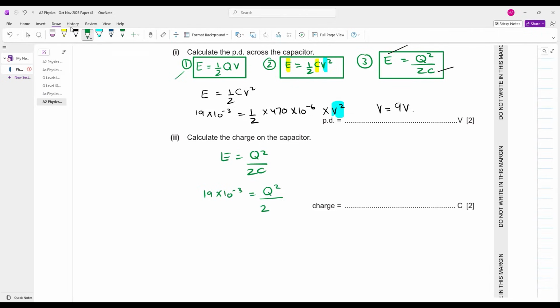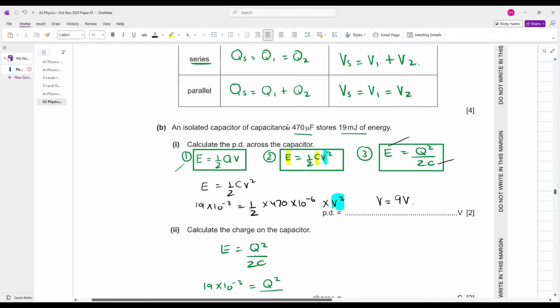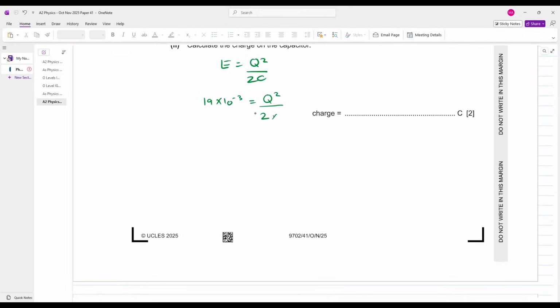What is the capacitance? 470 into 10 raised to the power of minus 6. Can you calculate the charge? Charge निकाल सकते बेटा? Can you calculate the charge? Yes sir, charge निकाला जा सकता है. Charge comes out to be 4.2 into 10 raised to the power of minus 3. 4.2 into 10 raised to the power of minus 3 coulombs is your charge.